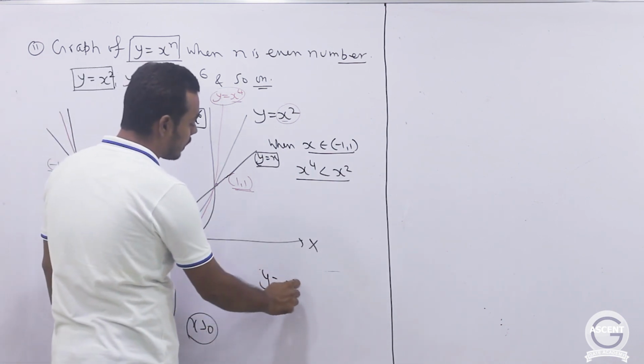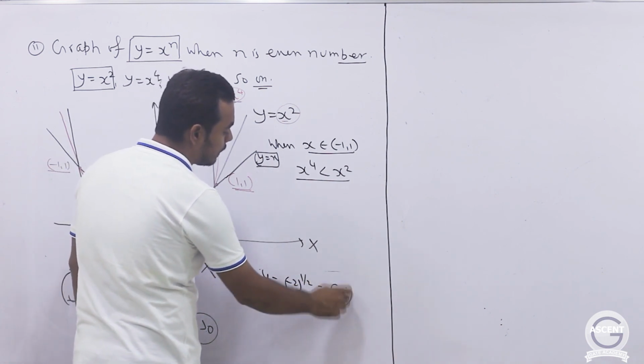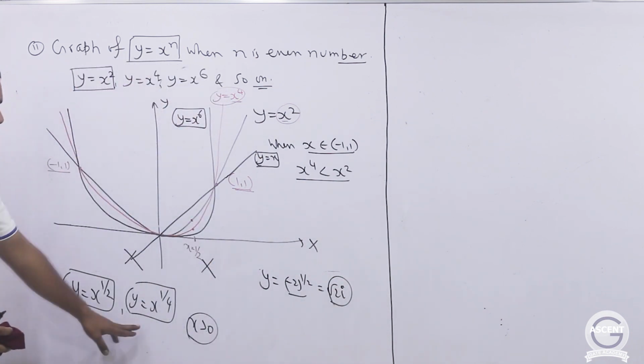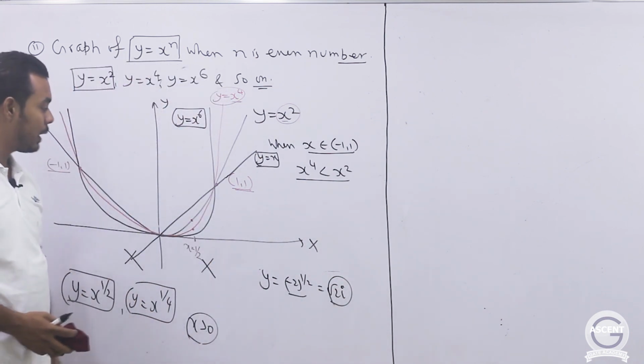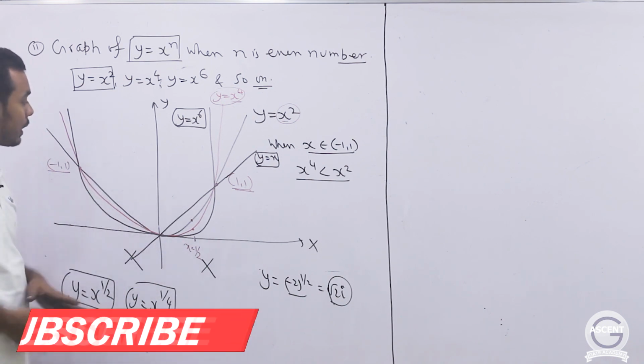Suppose if x is minus 2, then we all know that minus 2 to the power 1 by 2 is an imaginary number, root 2 iota. Okay, so these functions are defined only when x is positive, and therefore the graph of these type of function will be only in first quadrant, not in second quadrant.